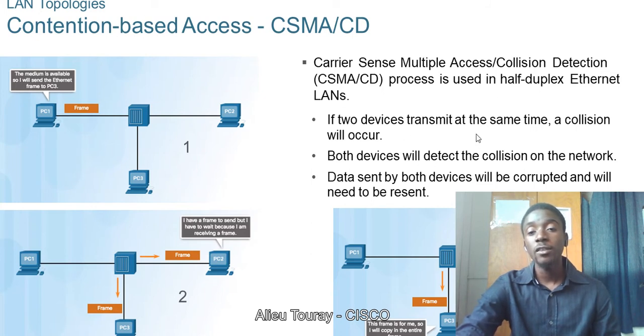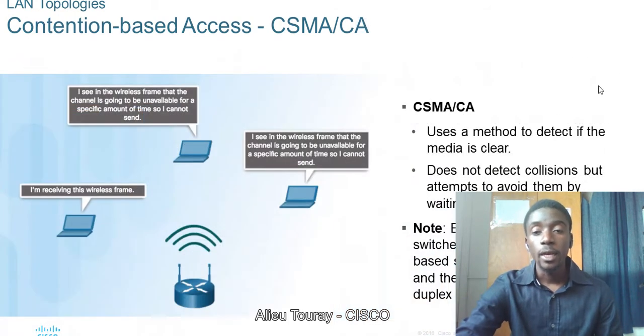So if two devices transmit at the same time, a collision will occur. Both devices will detect the collision on the network, and the data sent by both devices will be corrupted and will need to be resent. So that is one major thing.